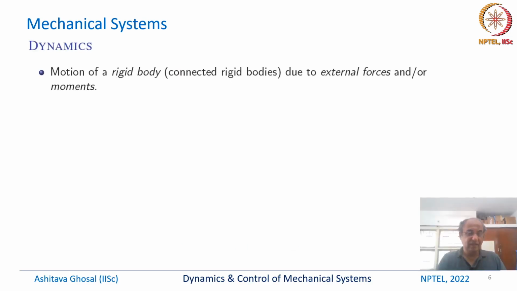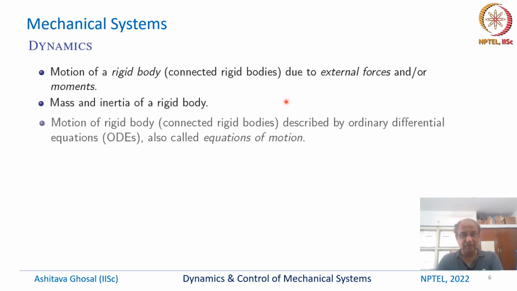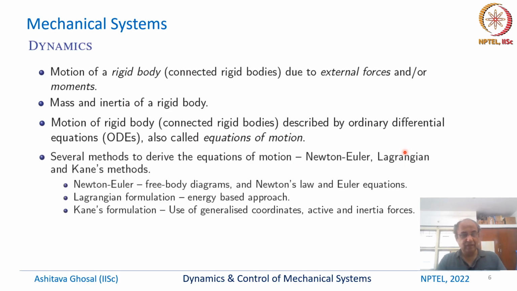In dynamics, we look at the motion of the rigid body or connected set of rigid bodies due to the external forces and/or moments. So in this case, we have to study or consider the mass and inertia of the rigid body. The motion of the rigid body or the connected set of rigid bodies can be described by ordinary differential equations, also called the equations of motion. There are several ways and methods to derive the equations of motion. The common ones are called Newton-Euler or Lagrangian, and then there is a Kane's method.